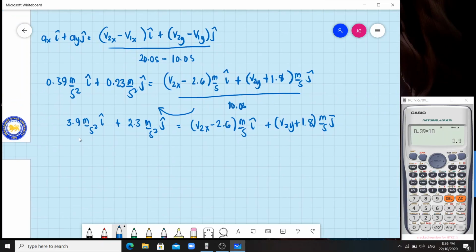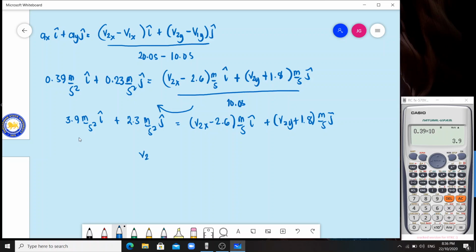And we can now equate, ayan, V2X minus 2.6 is equivalent to 3.9. So, V2X is 3.9 plus 2.6. Okay? So, that is equivalent to 6.5. So, V2X is 6.5 meters per second. Meters per second na lang pala ito, not squared. Okay, kasi second, so magka-cancel yung isa, sorry.